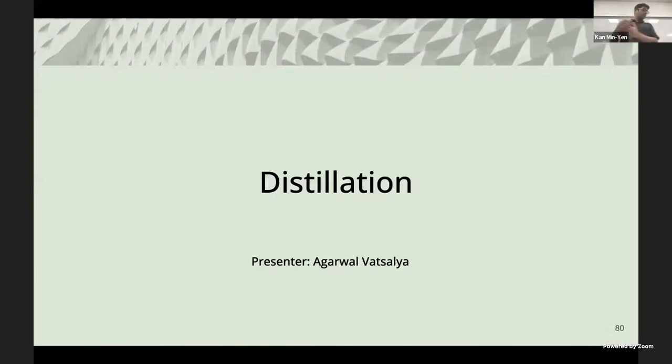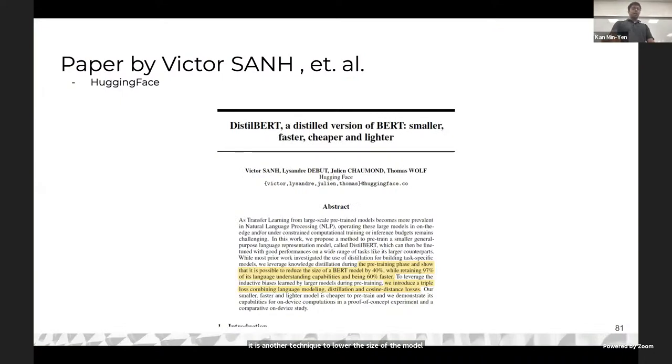Okay, so we are going to talk about distillation, which is another technique to lower the size of the model. I'm going to present a paper by Victor Sanh. It's DistilBERT, and it has been shown to provide about the same efficiency as a BERT model while being pretty low in size. It is 60% faster than the base BERT model, and size is a big problem.